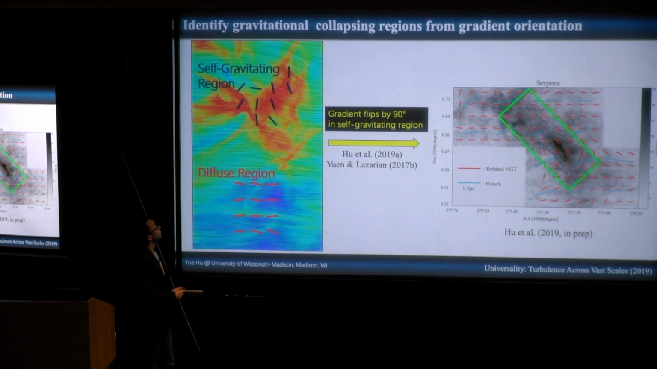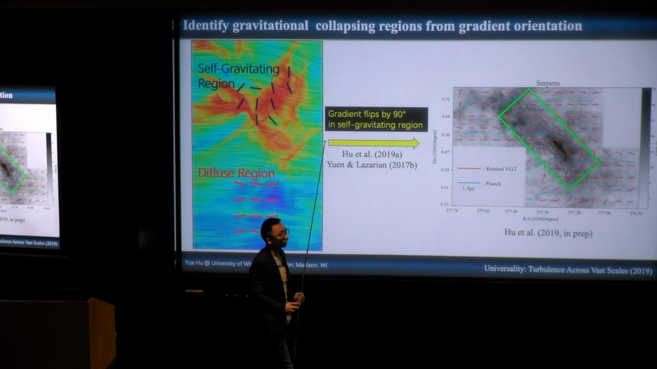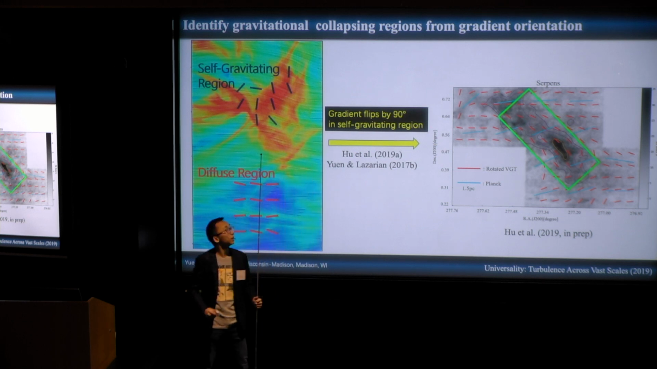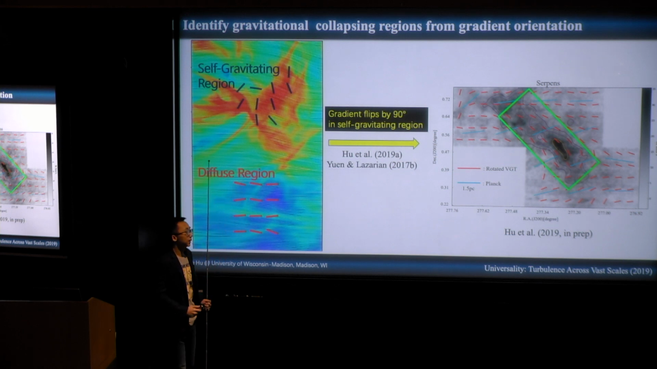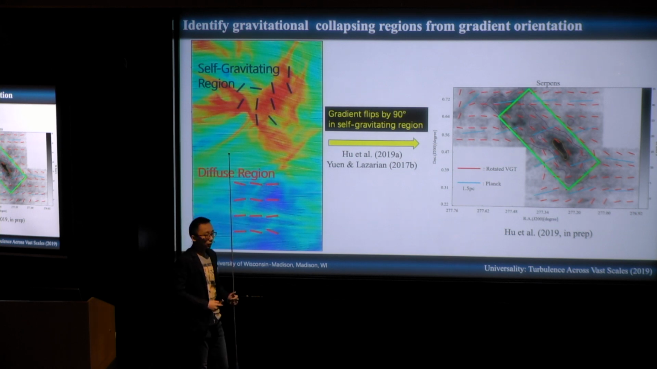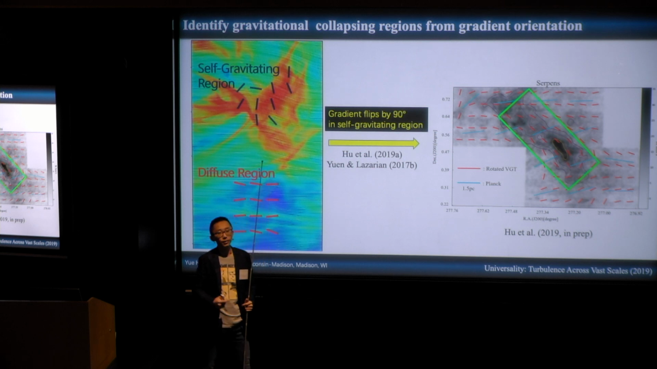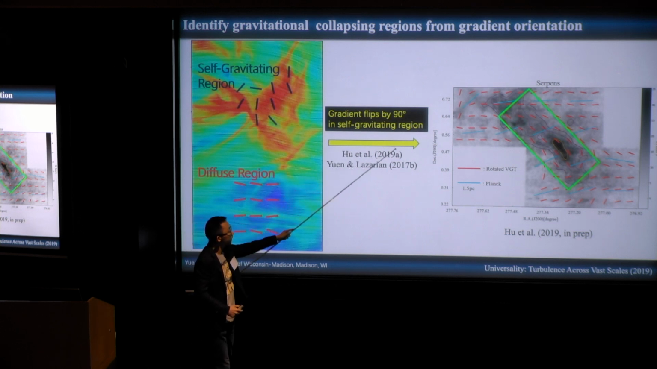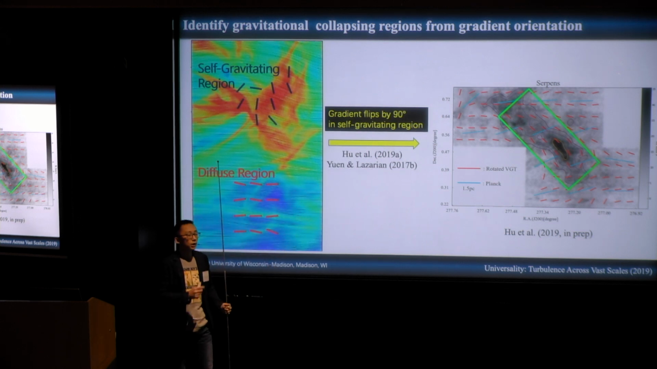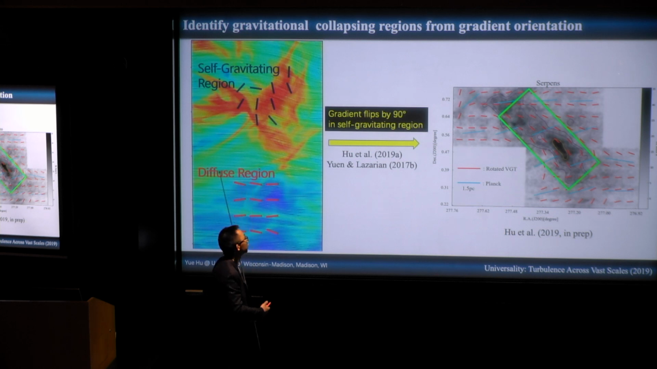And the second application is that we can go further to identify the gravitational collapsing regions from the gradient orientation. Because in collapsing regions, self-gravity dominates over the turbulence. And in this case, the inflow motion will flip the gradient's direction by 90 degrees. Therefore, you can see from the figure, in the diffuse region, the gradients align with the magnetic field, but in the self-gravity region, the gradients are flipped by 90 degrees. From this feature, we can then identify the gravitational collapsing region.